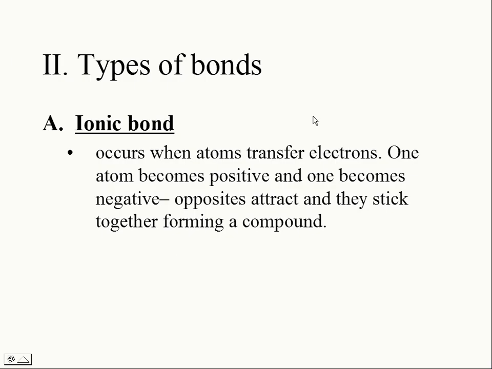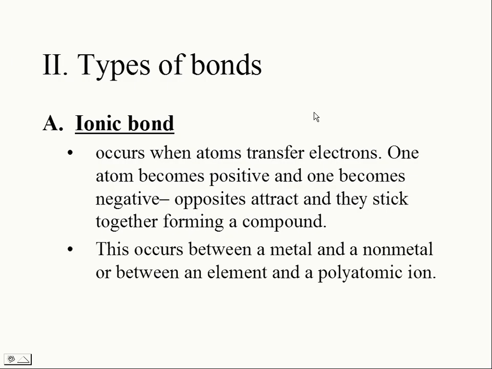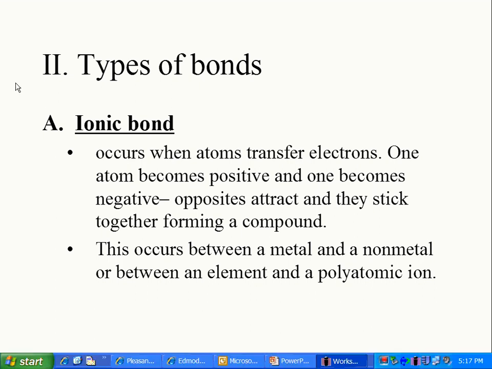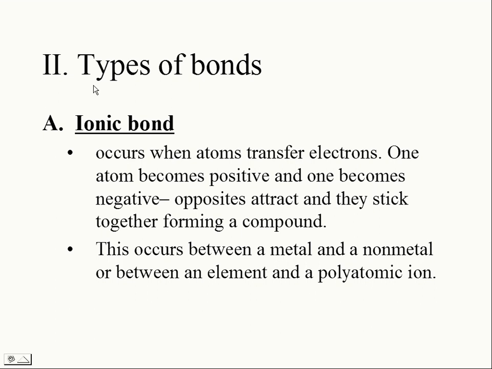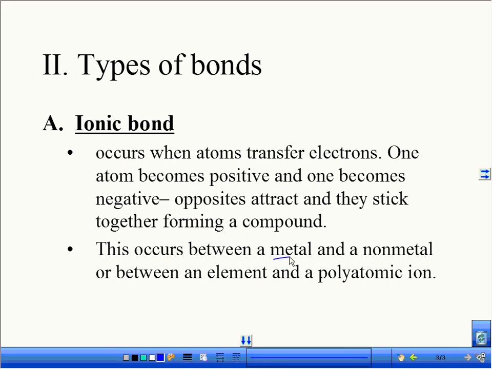So our next type of bonding is actually called, well, before we do that, this actually occurs between a metal and a nonmetal, or an element and a polyatomic ion. And you guys have your polyatomic ions coming up very soon.